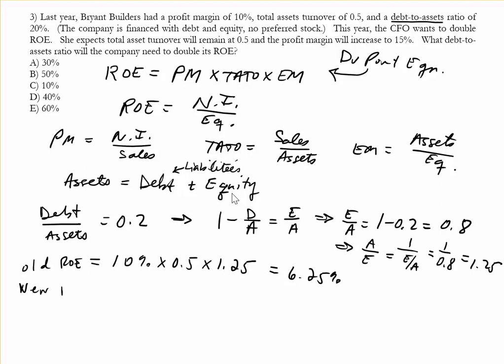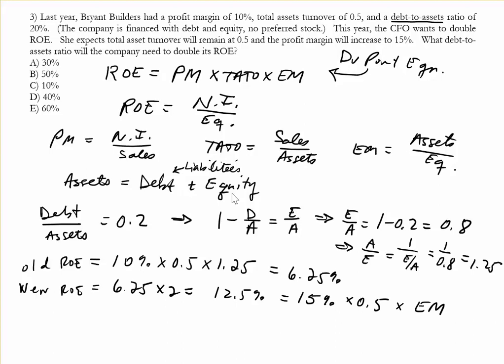Now the company wants the new ROE to be 2 times that amount. So they want it to be 12.5%. Now, we're told that the asset turnover will remain at 0.5 and the profit margin will increase to 15%. So they're able to improve the profit margin. Total asset turnover, they can't budge. And so the remaining thing to change would be the amount of debt they take on. So let's solve for the equity multiplier first.